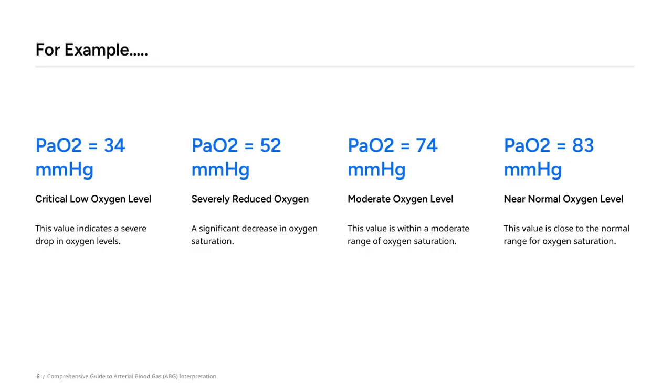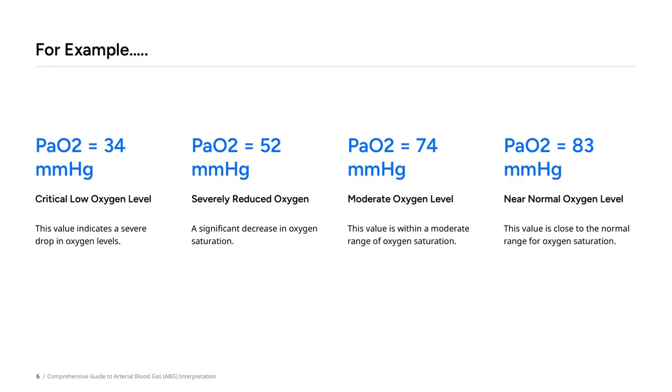Moving on, a PaO2 of 74 mmHg reflects a moderate oxygen level. It's still within an acceptable range, but shows some decrease in oxygen saturation. This might mean there's some impairment in gas exchange, but it's not yet critical.